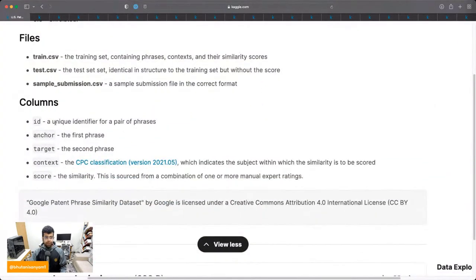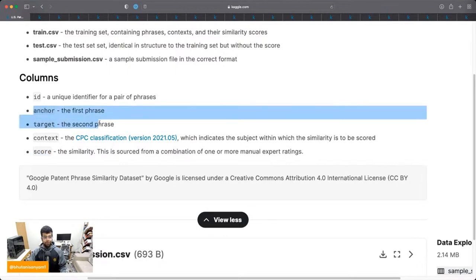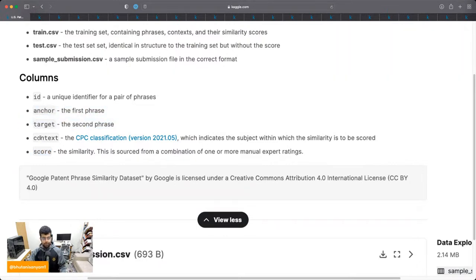Inside the data set, you had your IDs, you had your anchor and target, which were the first and second phrase. Then you had the context, which indicates the subject within which the similarities are to be scored, and then you had the score. The score was what you were predicting, between these two phrases under the context.